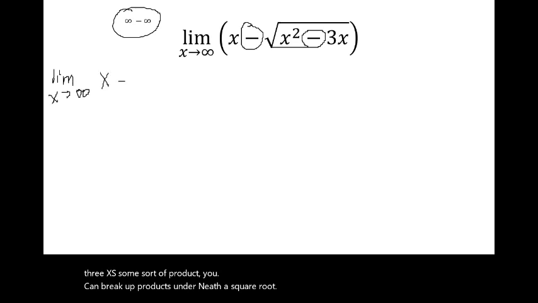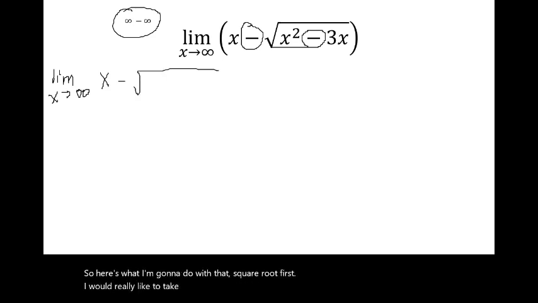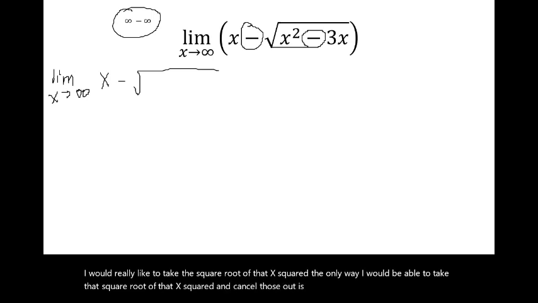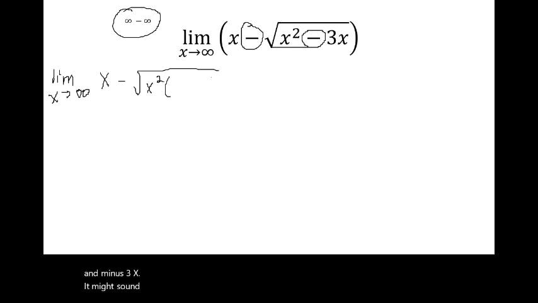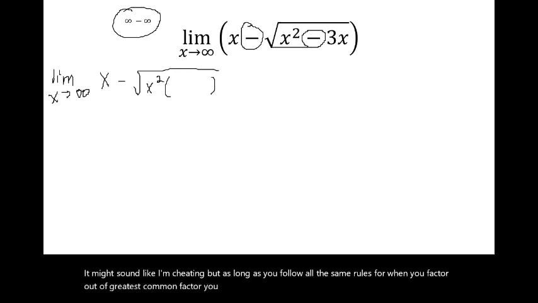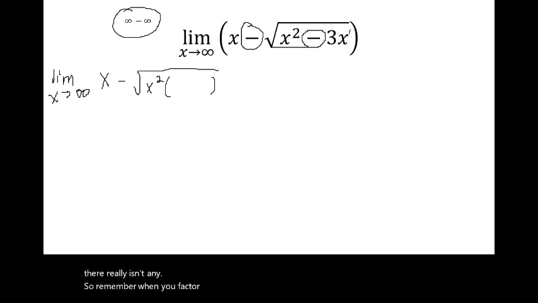So here's what I'm going to do with that square root first. I would really like to take the square root of that x squared. The only way I would be able to take that square root of that x squared and cancel those out is if the x squared was written as a product. So I am going to force there to be a common factor of x squared between x squared and minus 3x. It might sound like I'm cheating, but as long as you follow all of the same rules for when you factor out a greatest common factor, you can force there to be a common factor of x squared where there really isn't any.